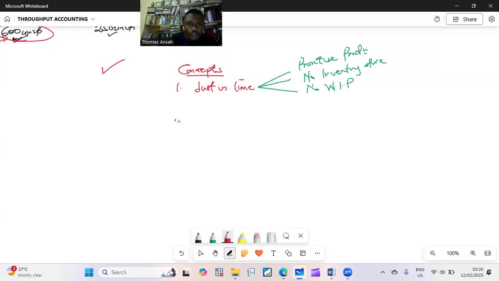Then number two, we are going to talk about the concept of cost and throughput return.